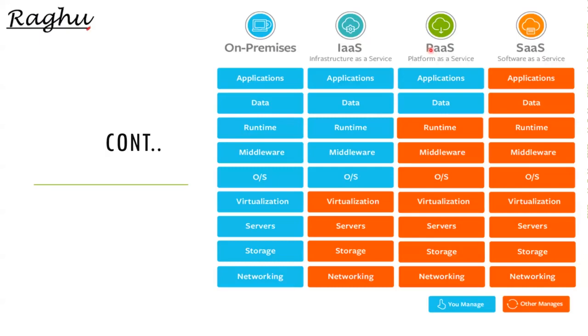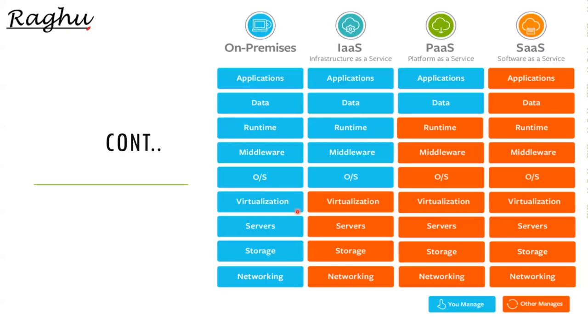In platform as a service, I'll give you up to runtime. Data and applications, you please install. In software as a service, everything is made ready, and you can directly use the application. These are the three categories: infrastructure as a service, platform as a service, and software as a service. You can see the orange color indicates what is managed by cloud providers, and the rest is managed by us.